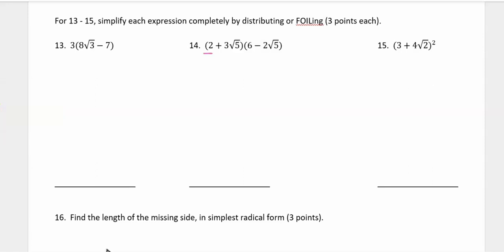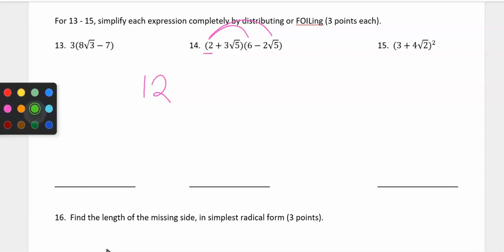All right, more foiling on number 14. Start by taking the first term 2 and just distributing it through to the second group. So 2 times 6, that's just 12. Now I have to do 2 times negative 2 radical 5.